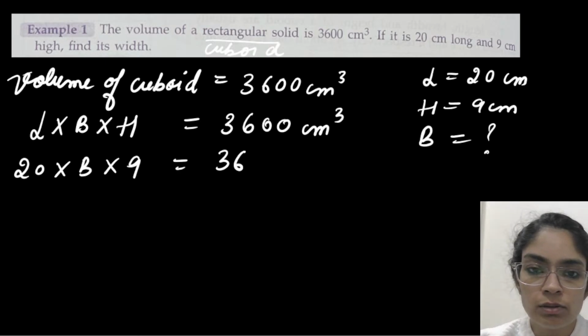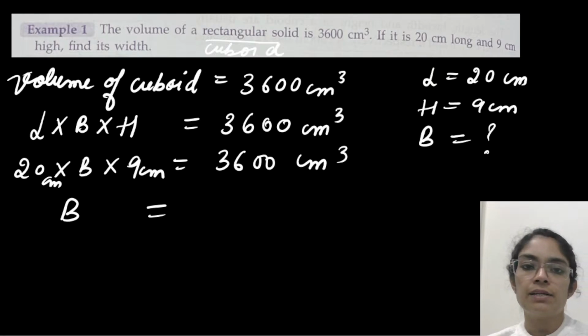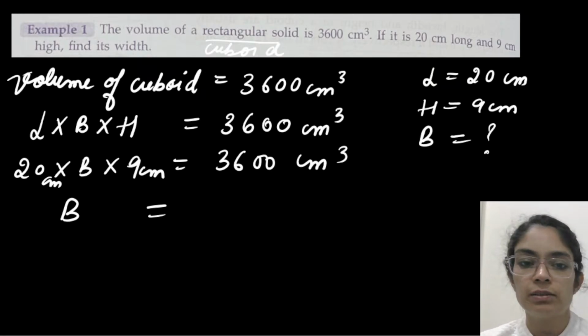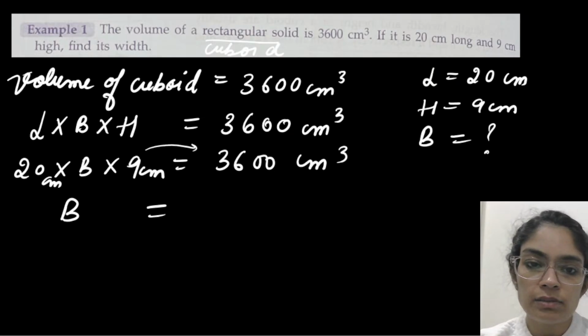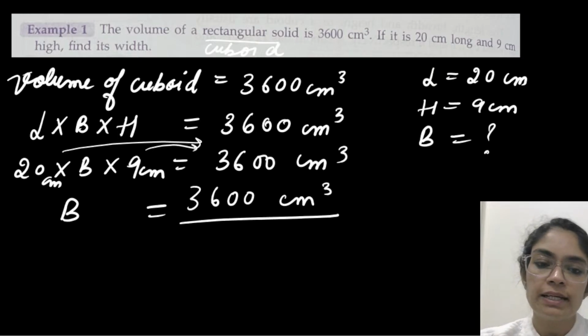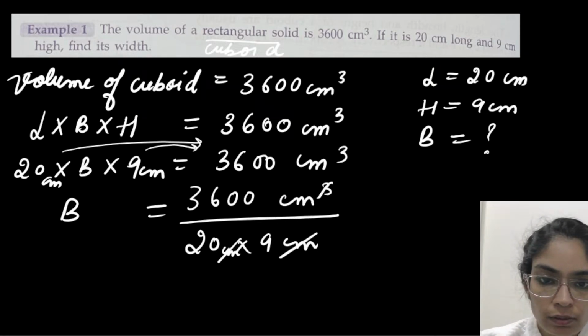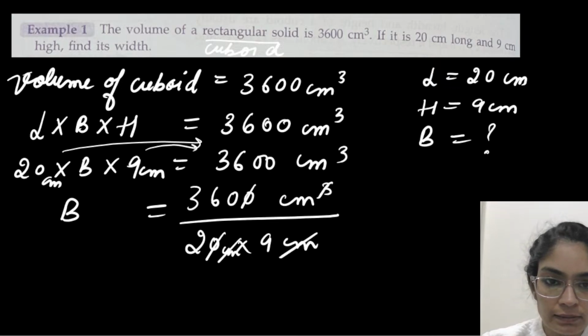So this is equals to 3600 centimeter cube. Here centimeter and here also centimeter. Units are same. So B we will write on this side. Don't do multiplication. Cancellation we have to do wherever it's possible. So 20 and 9 let's shift to other side. When we are shifting these two to the other side, both of them will get divided because here they are getting multiplied. So 20 into 9 centimeter and this is also centimeter. Centimeters will get cancelled.